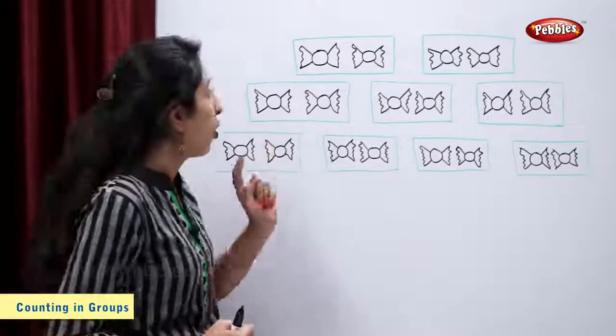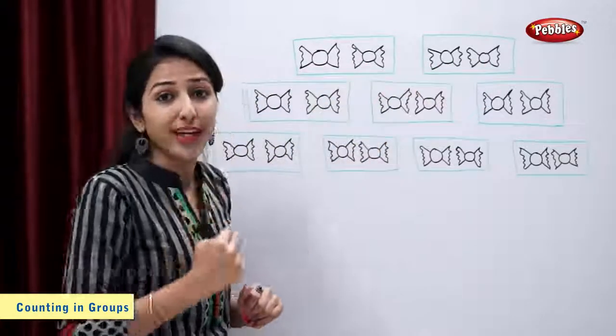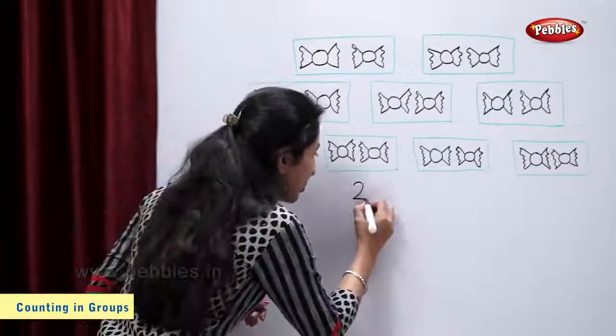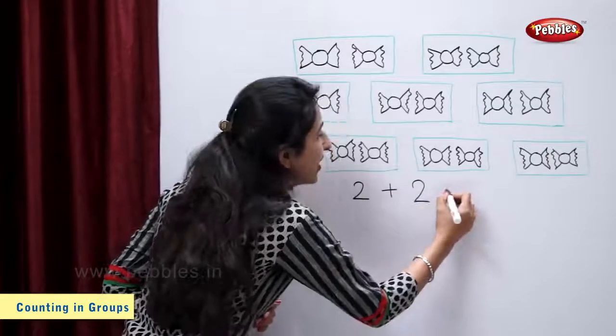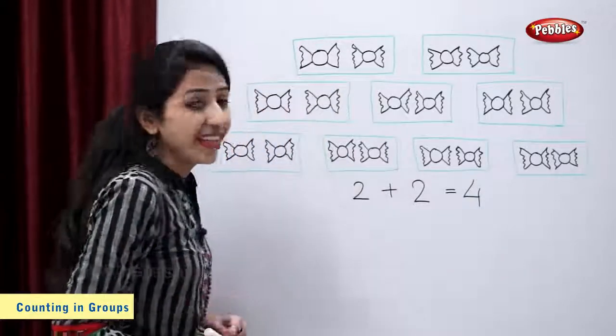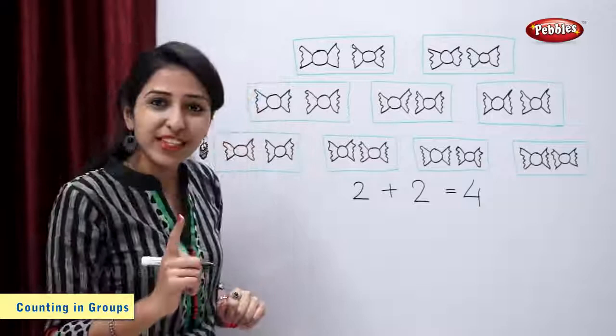2 pairs of 2 chocolates each. So 2 plus 2 is equal to 4. So there are 4 chocolates in the first row.